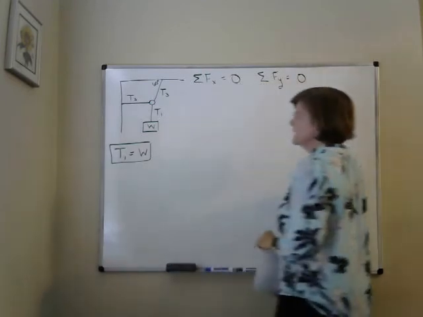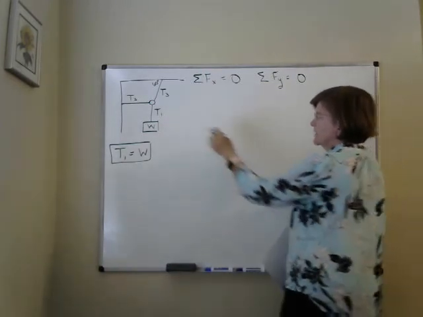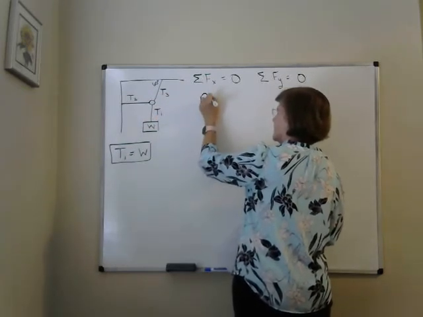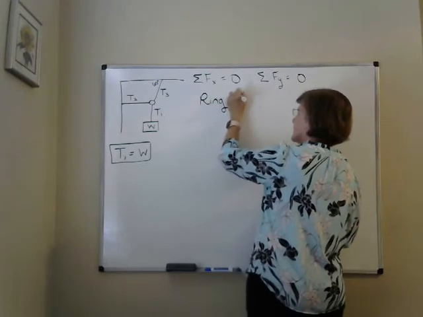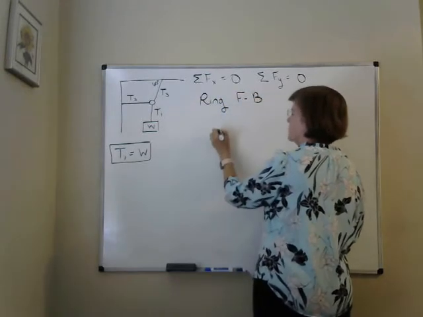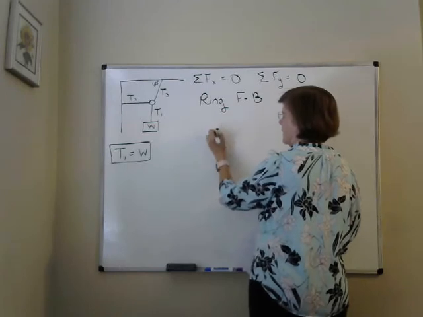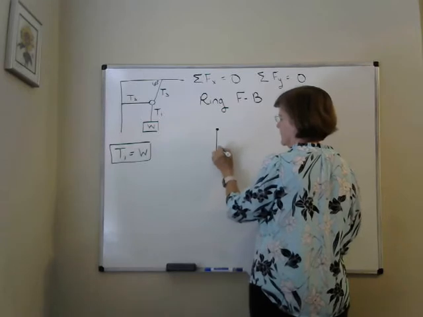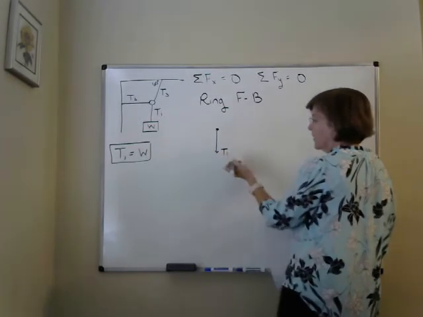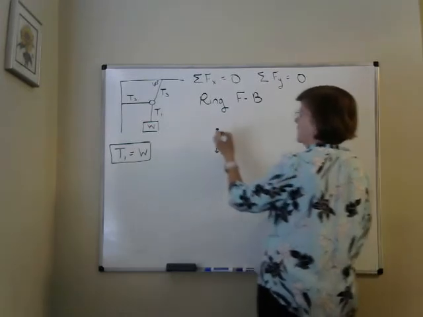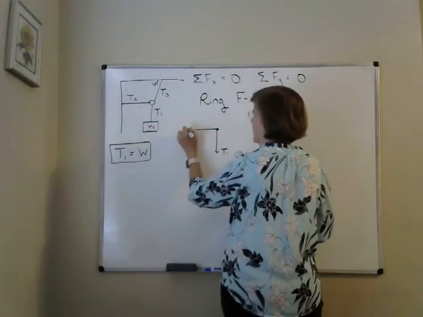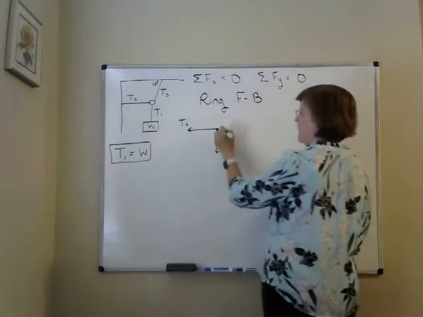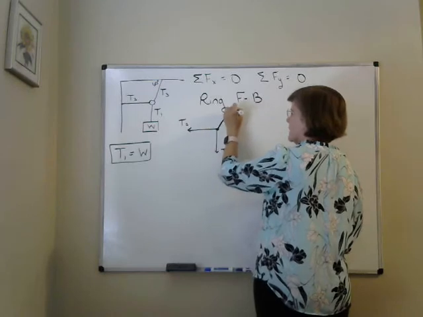To find out the tension in the other chains, we want to take this ring right here that the chains are connected to and do its free body diagram. So here's our ring. We see that T1 would be pulling down on the ring, and we happen to already know that that equals W. We see T2 is pulling in the negative x direction, and then we have T3.